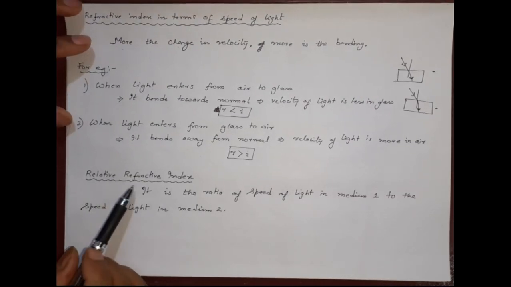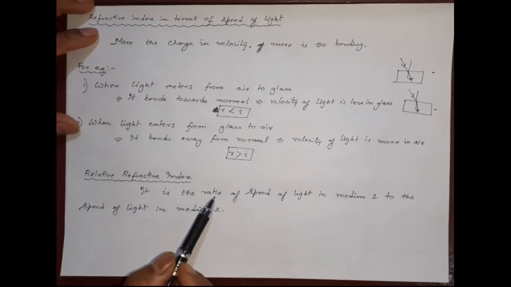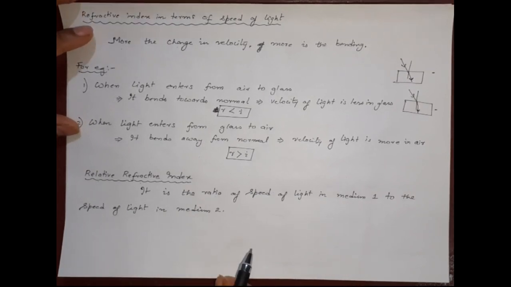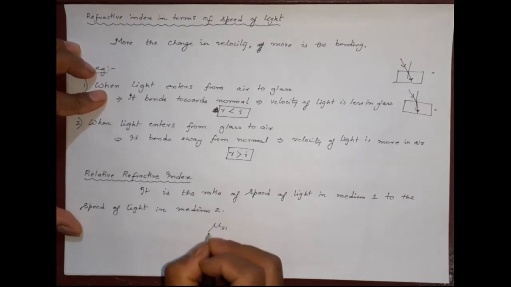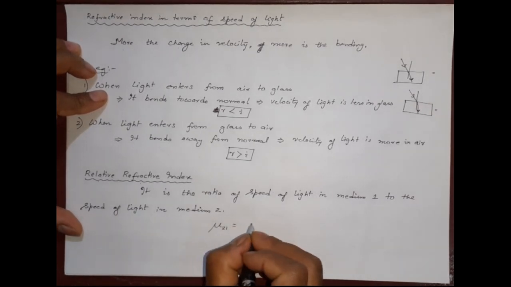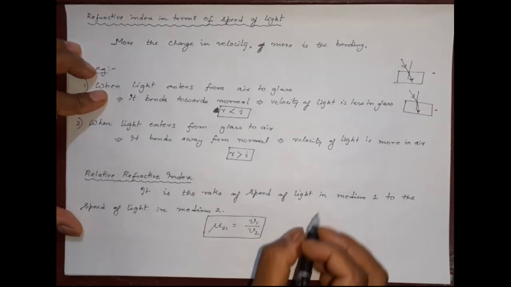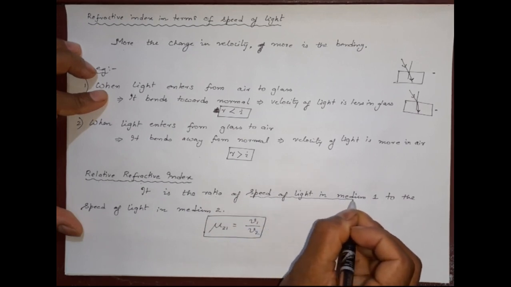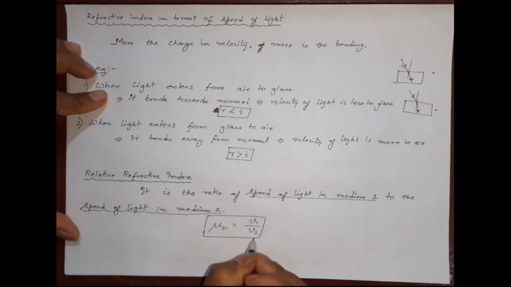The next topic is relative refractive index. Relative means comparing two different mediums. It is the ratio of the speed of light in medium 1 to the speed of light in medium 2, and this is denoted by mu 2 1. Remember, it is not simply mu, it is 2 1. It equals V1 by V2, where V1 is the speed of light in medium 1 and V2 is the speed of light in medium 2.